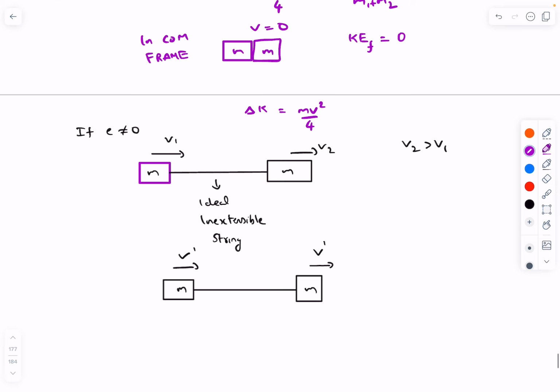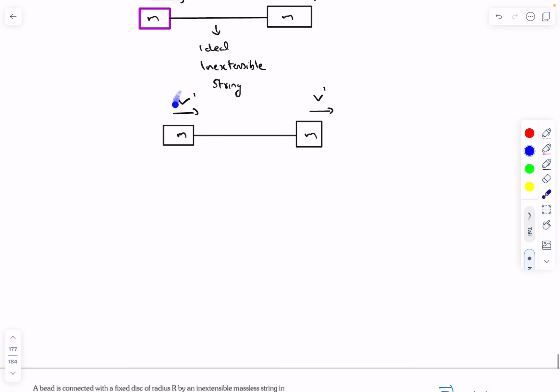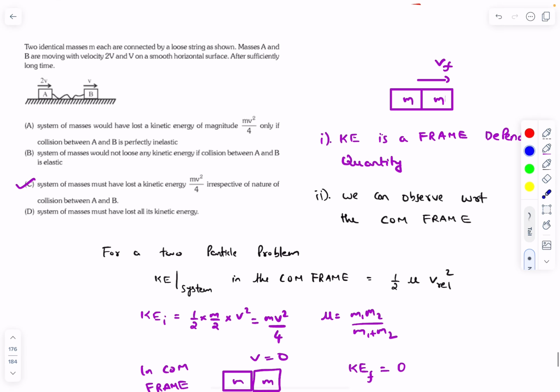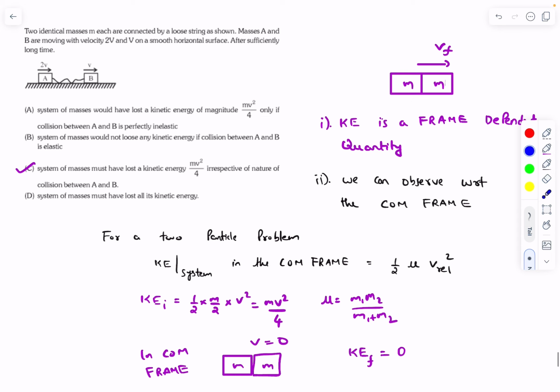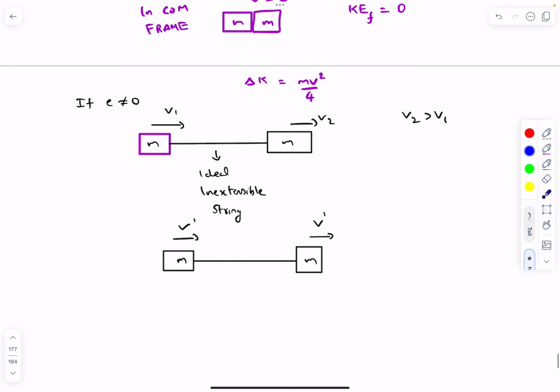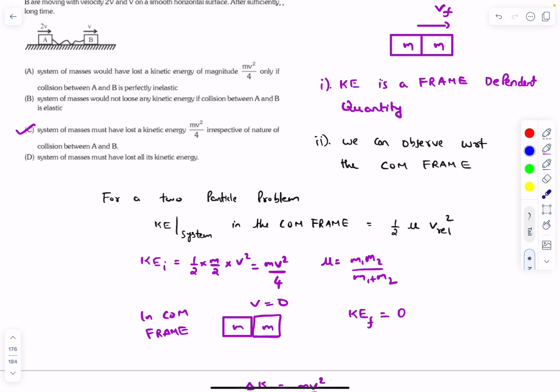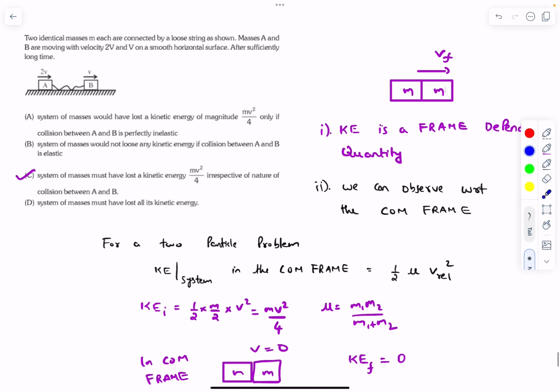I mean, we can also find this velocity v dash, right? All we had to do is momentum conservation between initial and final state. We can find that as well. Obviously, the system won't lose all its kinetic energy. And in option B, they're saying if it is elastic, there won't be any loss in kinetic energy. That's not true. Even if the collision is elastic, the energy loss is going to be mv square by 4. So even option B is wrong.